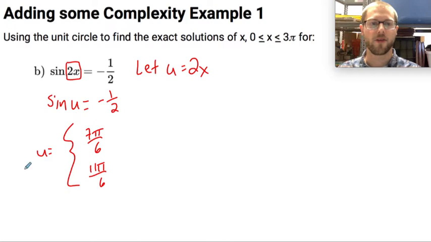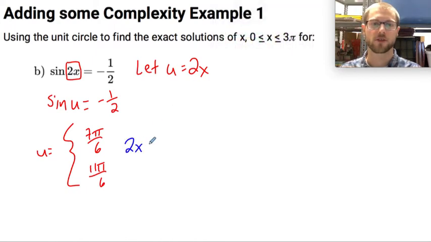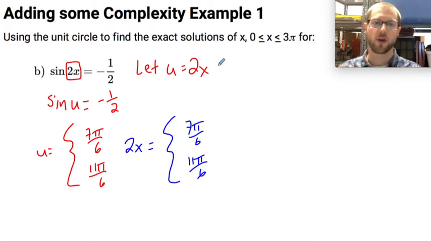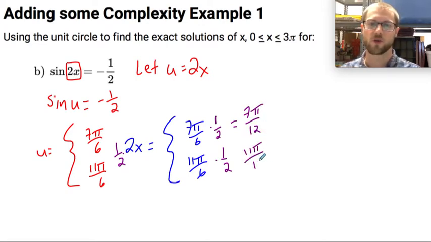All right, and so now that's great. I've solved for u, but I really want to solve for x. So at this point, I'm going to go back and resubstitute in 2x. So I'm going to say that 2x is equal to 7 pi over 6 and 11 pi over 6. And so now I want to solve for x, and the way I'll do that is I'll multiply 2x by 1/2, and I have to do that to both of these solutions as well. So this is going to mean that I have two solutions, 7 pi over 12 and 11 pi over 12.